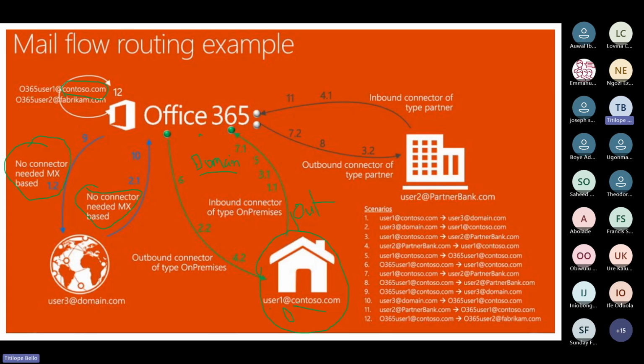So the connectors are working in the opposite way. If I use outbound to send to the on-prem, it will receive it with inbound. Then on-prem will use its own outbound to send to Office 365 or Microsoft 365, which is Exchange Online, and it will receive it with its own inbound connector. So always remember that rule.